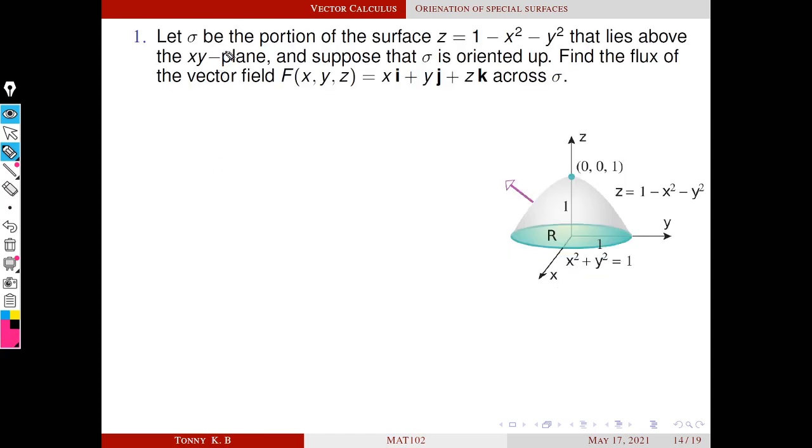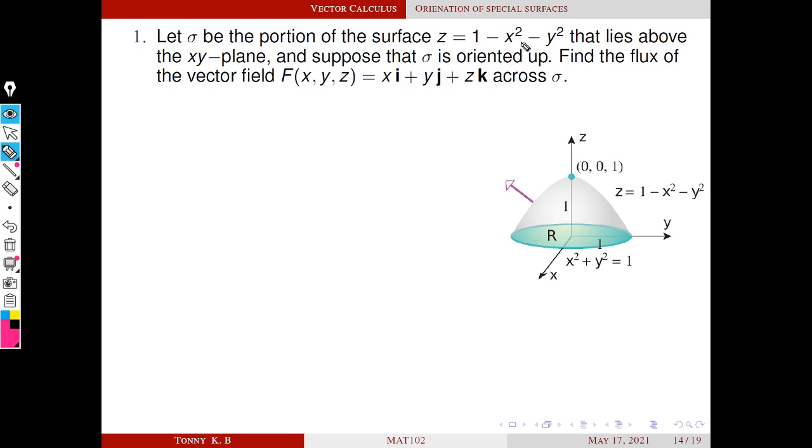Okay, first problem. Let sigma be a portion of the surface z is equal to 1 minus x square minus y square that lies above the xy plane, and suppose that sigma is oriented up, it is positively oriented. Find the flux of the vector field, this one, across surface sigma. Okay, and what is this? Z is equal to 1 minus x square minus y square. This is actually a paraboloid.